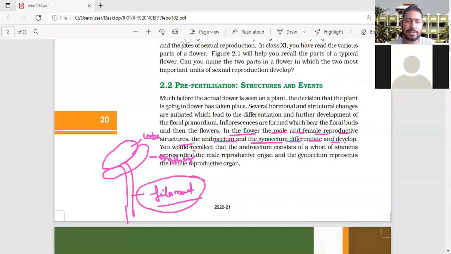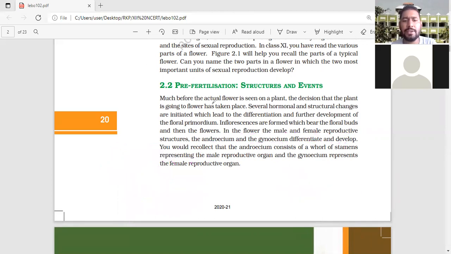Filament is a stalk-like structure. Anther is bilobed and dithecous. Bilobed dithecous anther. This will come again. What does bilobed dithecous anther mean? We will discuss it in detail later, but you have to know here that the male reproductive structure is the androecium, and the female reproductive structure is the gynoecium, which differentiate and develop.